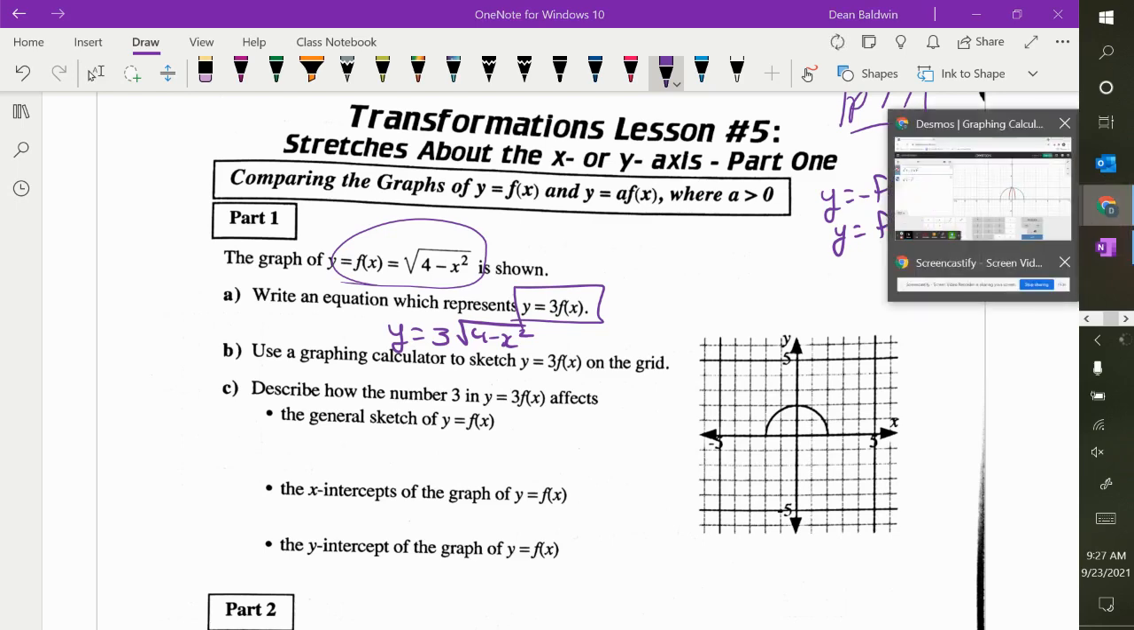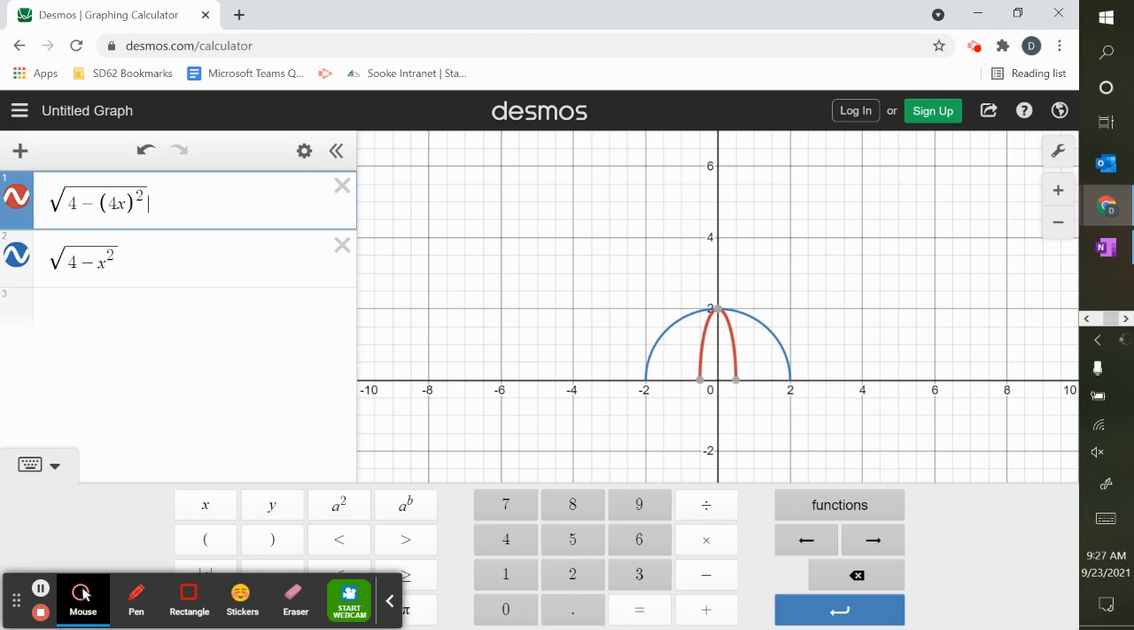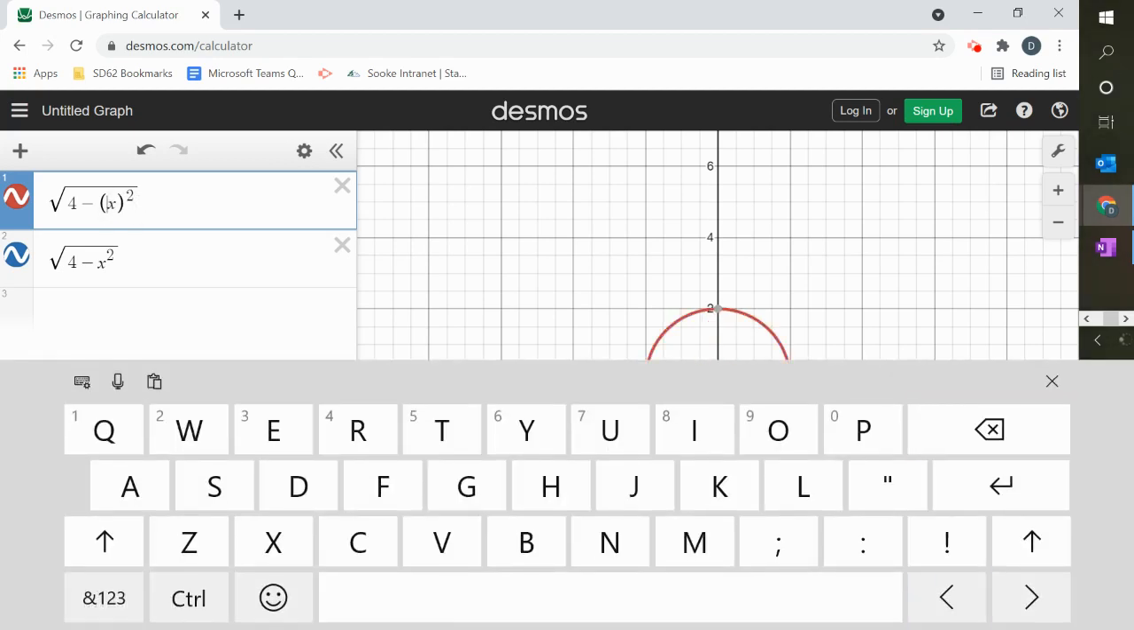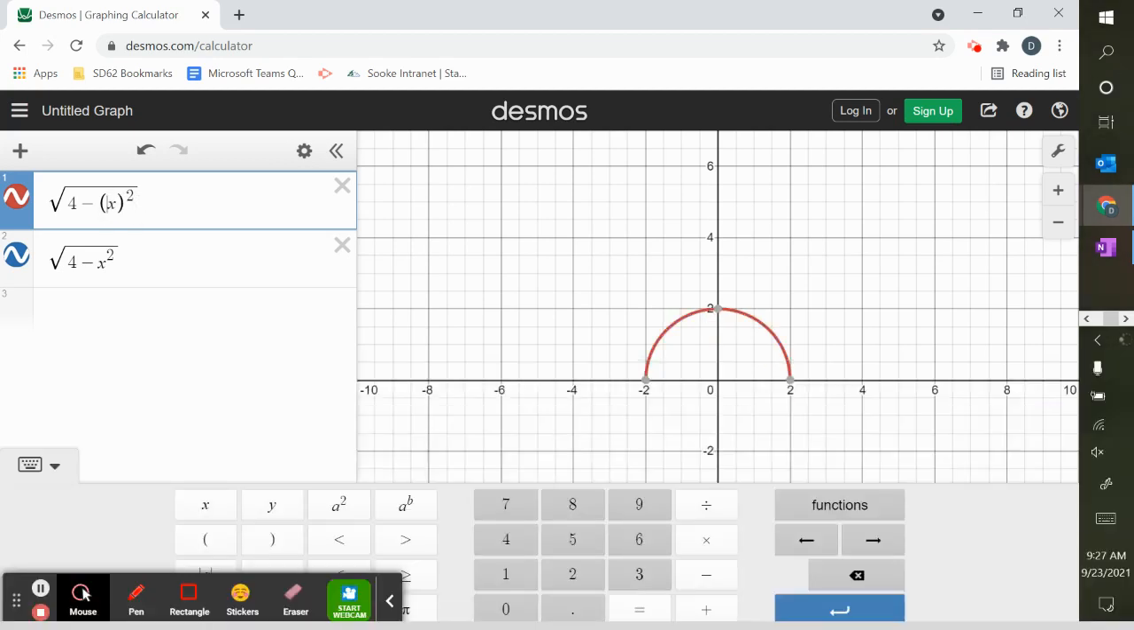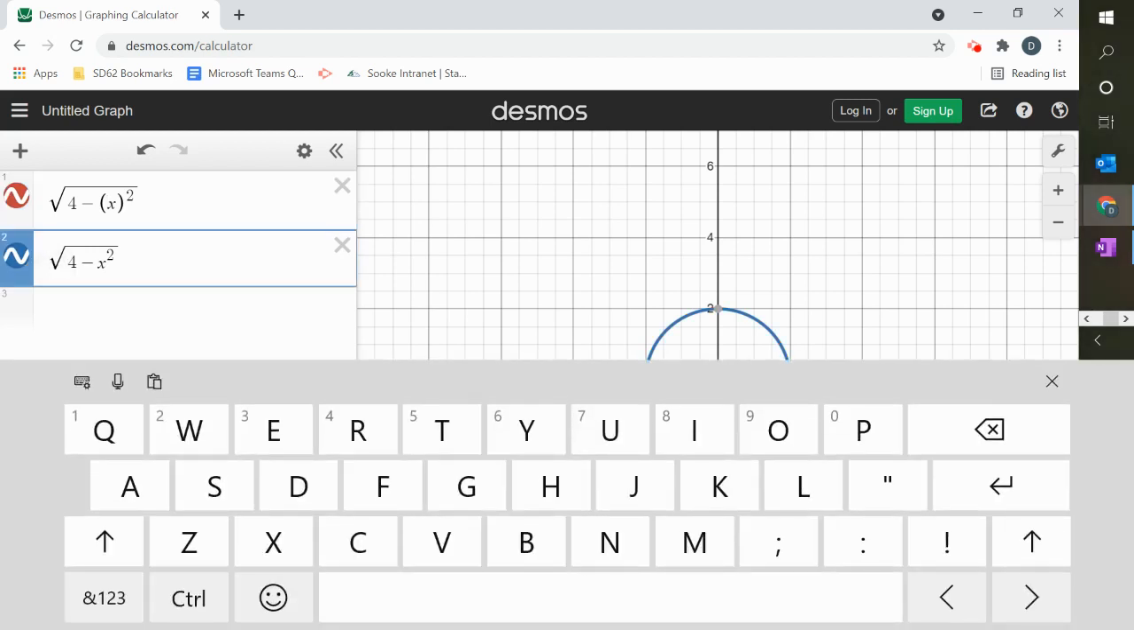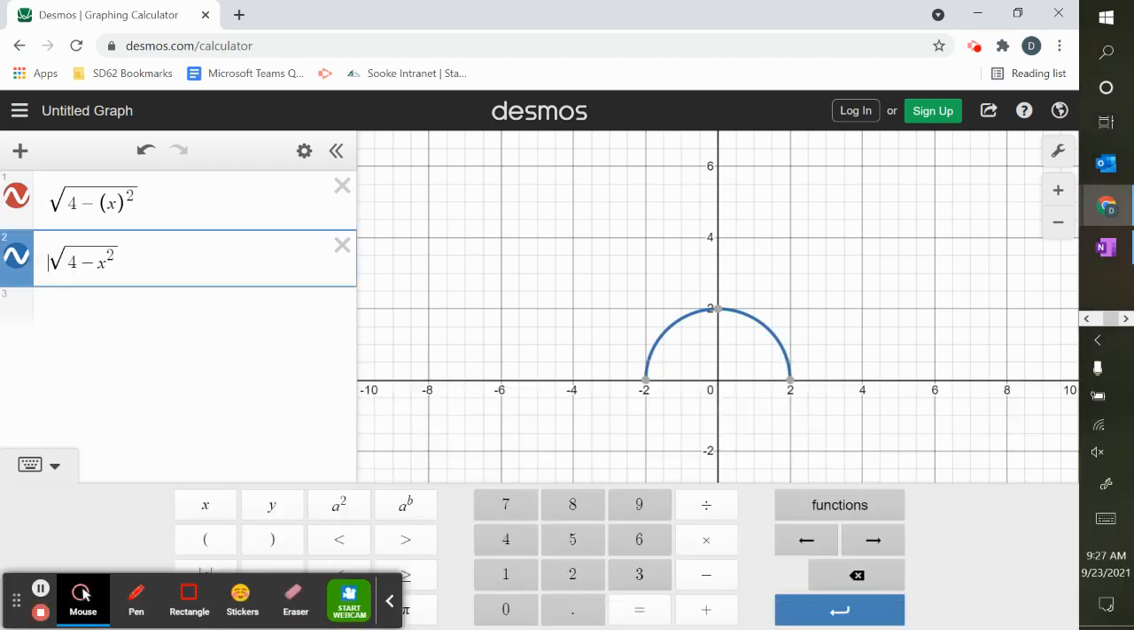So, instead of me drawing it out, here's our graph. I did it twice just to show you when I change it. It's a semicircle. It's got x-intercepts of plus minus 2 and a y-intercept of 2 as well. We are putting a 3 in front of the whole thing. So if I put a 3 in front of it, what do you think is going to happen?